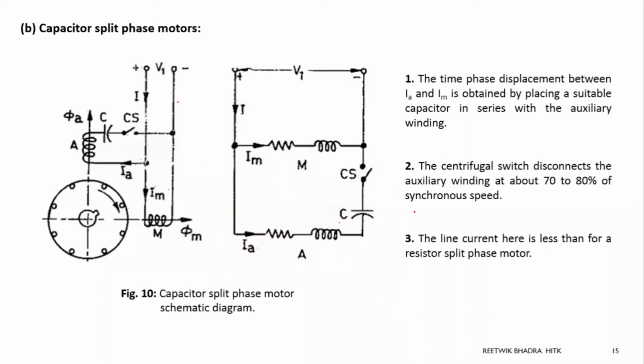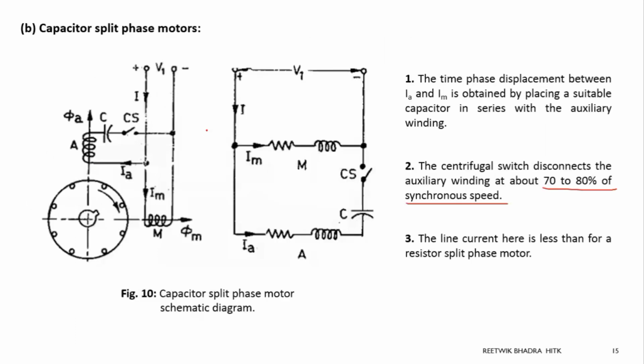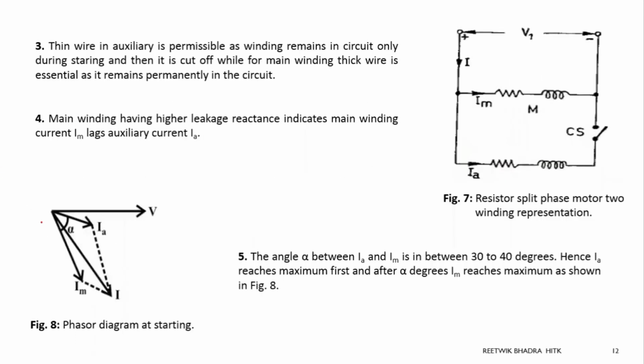Okay, so what it will do, and there is a centrifugal switch over there, it will cut this auxiliary winding as soon as 70 to 80% of the synchronous speed is reached. Now, if you draw a voltage like this, IM will be lagging and IA will be leading. Previously IA was over here, right? If you look in the previous diagram, where was our IA? IA is over here, right? Now IA will lead, IA will go in this direction.